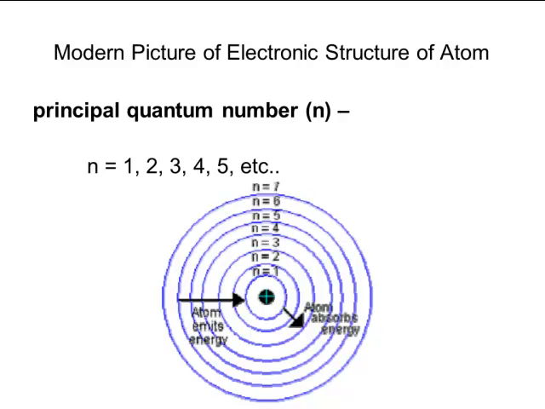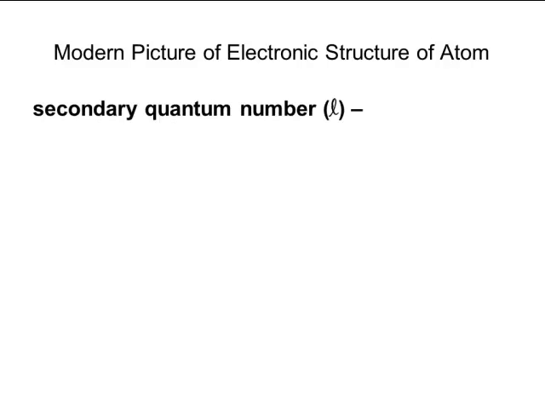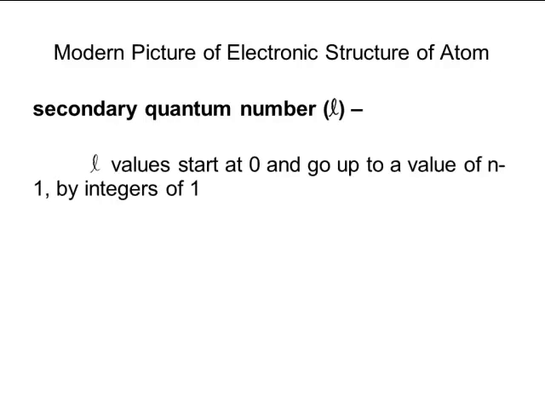All right, the next quantum number we need to know is called the secondary quantum number. It's represented by an L. L values are going to start at 0 and go up to a value of n minus 1 by integers of 1. So L values are dependent upon what n you're starting with. So if n equals 1, L can only be 0. If n equals 2, L could be 0 or 1. If n equals 3, it could be 0, 1, or 2. So it starts at 0, goes up to a value of n minus 1 by integers of 1.